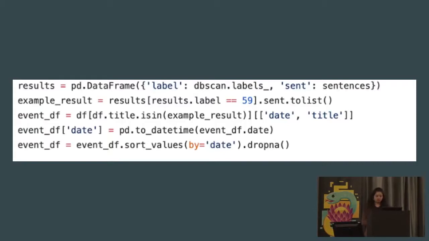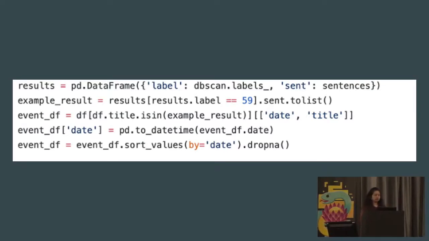Once you have clustered certain parts of the text, these are going to be your events. Things that are similar to each other are going to be a part of one particular event. That is your event detection.